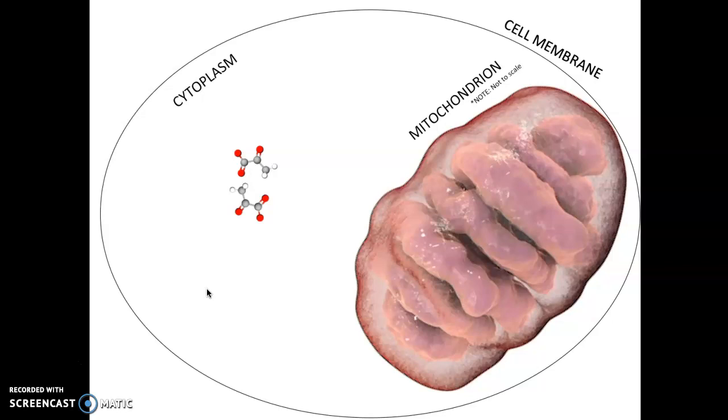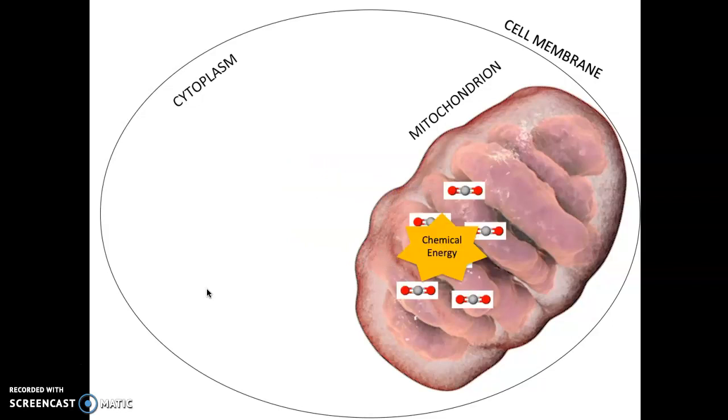Inside the mitochondrion, the 3 carbon molecules go through a series of chemical reactions that release a small amount of chemical energy. The carbon and oxygen from the 2 3 carbon molecules are used to build 6 carbon dioxide molecules. Because carbon dioxide is not very useful to the cell, it is carried by the circulatory system back to the lungs where it is exhaled.